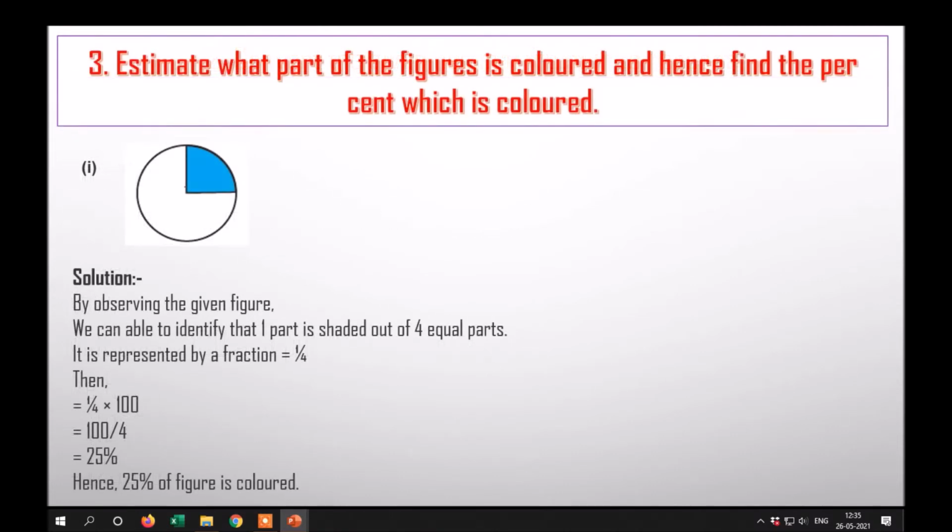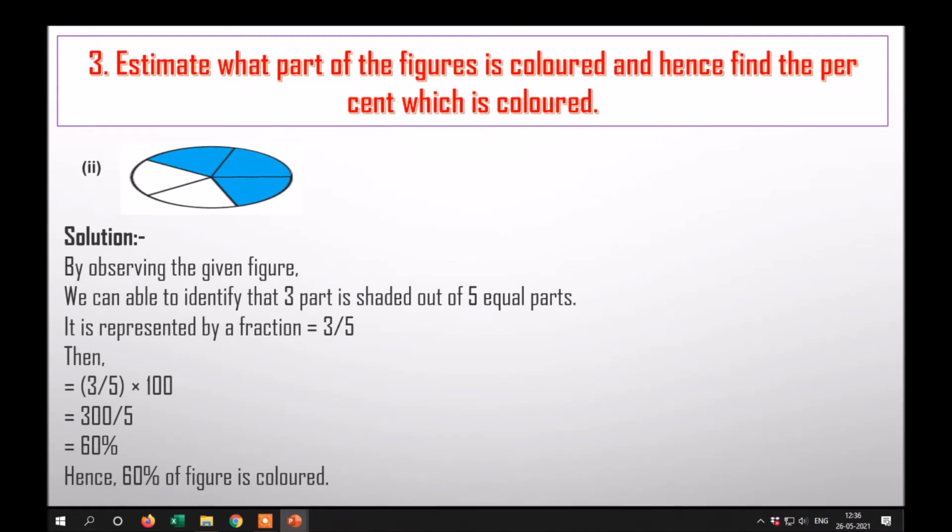Third question. Estimate what part of the figures is colored and hence find the percentage which is colored. So by observing the given figure, we can identify that one part is shaded out of 4 equal parts. It is represented by fraction 1 upon 4. So 1 upon 4 into 100. It is 100 upon 4. That is 25%. So hence 25% of the figure is colored.